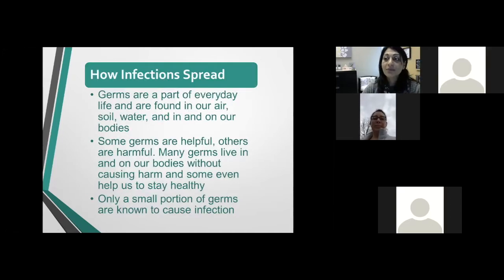So how do we stop any kind of infection spreading? Well, first we need to understand that there are germs and they are a part of our everyday life. And of course, they're found in the air. There can be germs in the soil, in water that's not been sanitized. And of course, we have germs in our body and we have germs outside of our body. Some of these germs are helpful and others are harmful. Many germs live in our bodies, and some are really here to help us, and some can cause us to be quite sick.